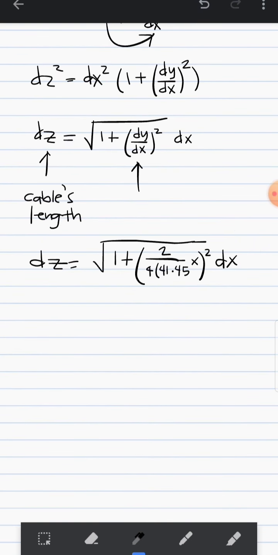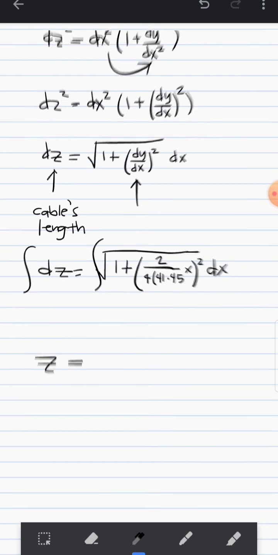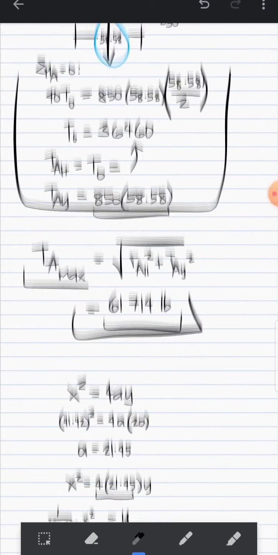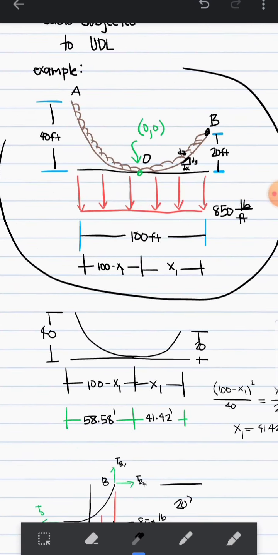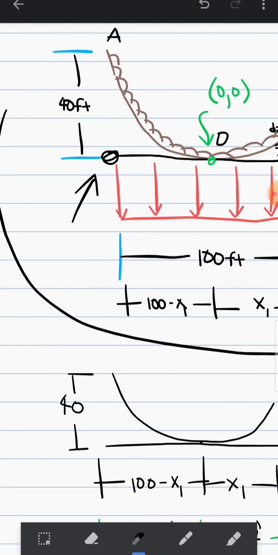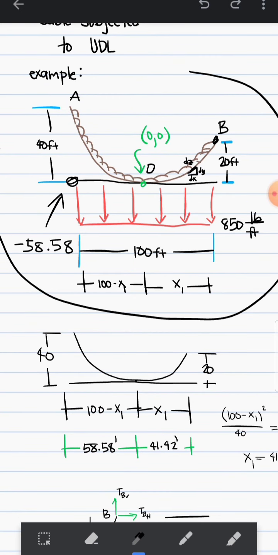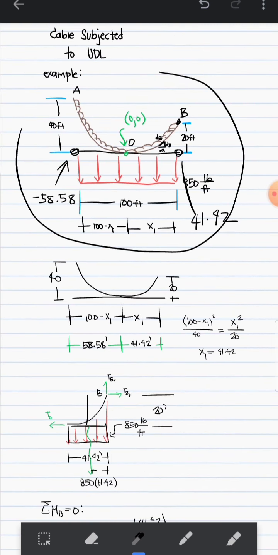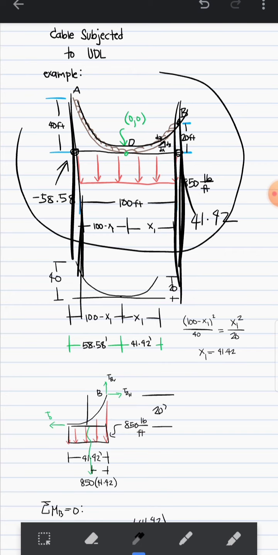If we integrate this, we're going to get the z value, but from where and to where? Let's go back to our given. We know that this point, in terms of x, is negative 58.58, because this is our origin, while this point right here is 41.42. So that would be our intervals, or the lower and upper boundary. We want the length of the cable specifically from this x to this x.